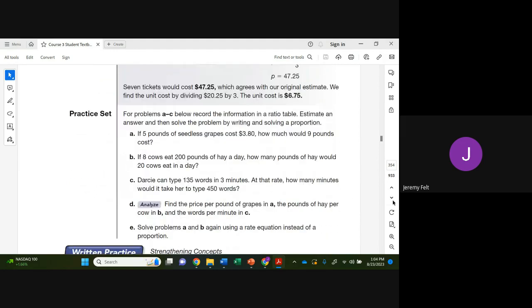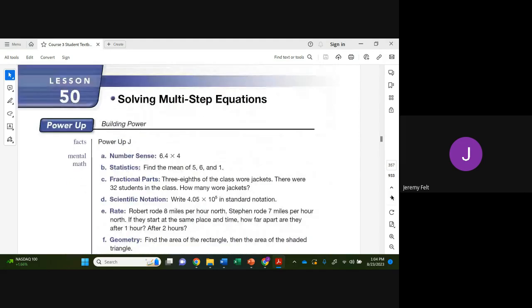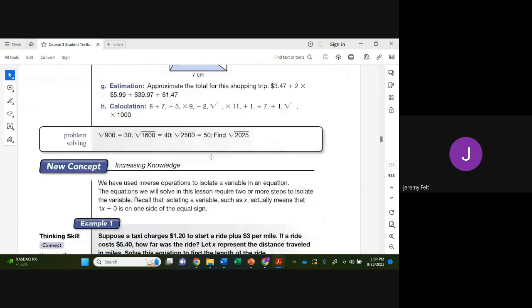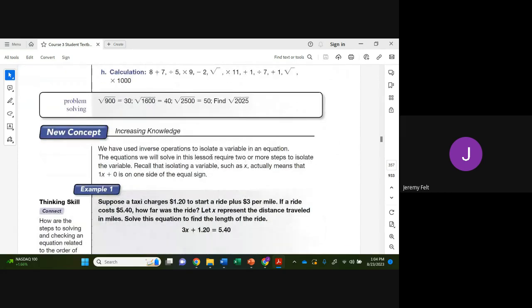Practice set we'll do together when we meet up. Lesson 50 is going to be the last lesson before our next unit test. So we'll have plenty of class time to go over the review like we always do. But for lesson 50, we're solving multi-step equations. We've looked at ones where we have 1 step, but we'll have more than that right here.